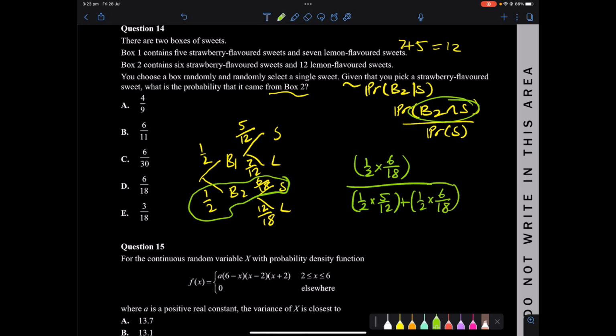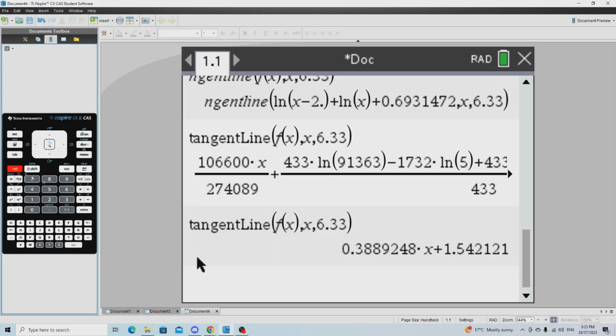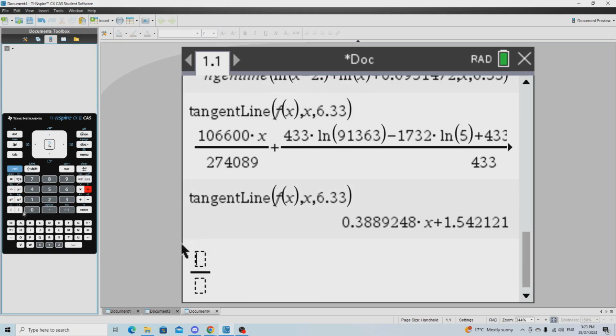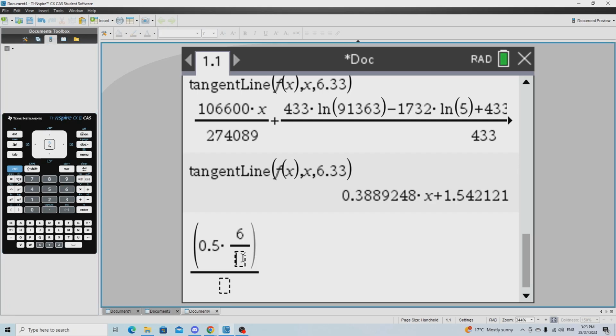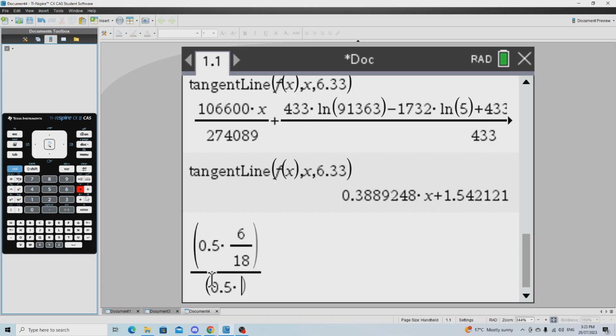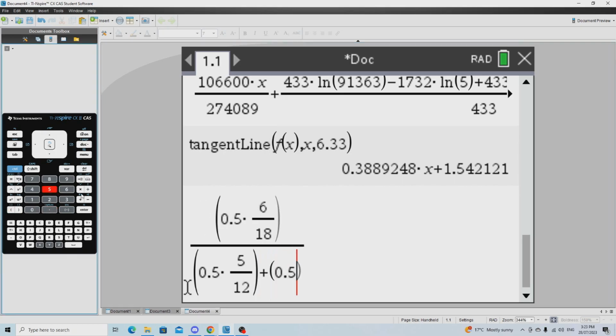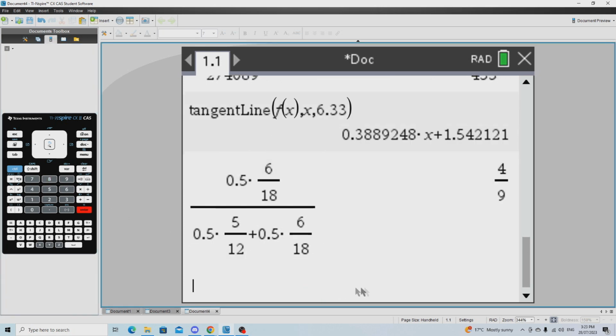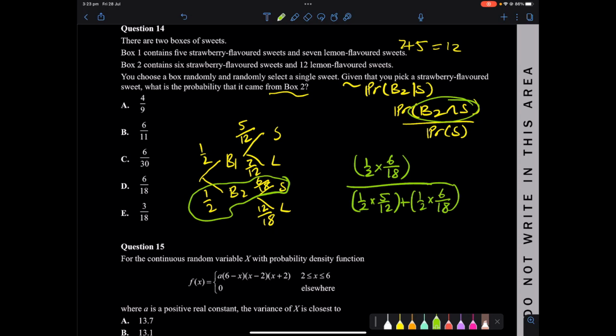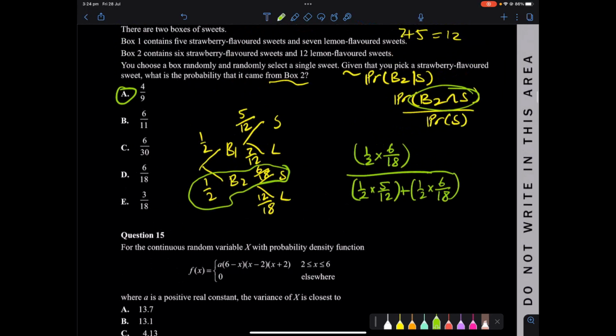Okay, doing this by calculator. So going to my calculator and putting this in: 0.5 times 6 over 18, and then here we will write 0.5 times 5 over 12, plus 0.5 times 6 over 18. Okay, we get 4 over 9. So 4 over 9, do we have an answer? A looks like an answer, okay.